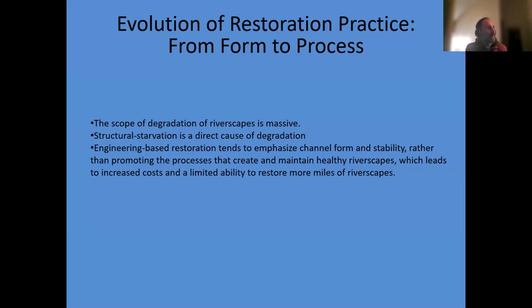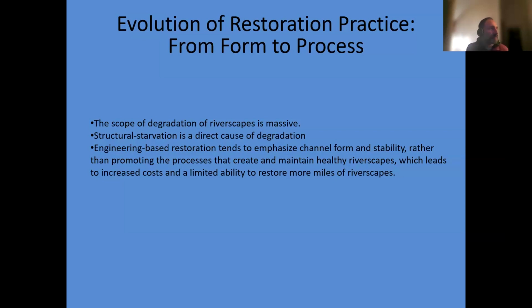One, the scope of degradation of riverscapes is massive. I don't know if anybody has read the book Eager, The Secret Lives of Beavers, but in that book there was a quote that the cost to restore all of the degraded miles of river in the U.S. would be the EPA's total budget for a total of 6 or 7 years. So it's just massive.